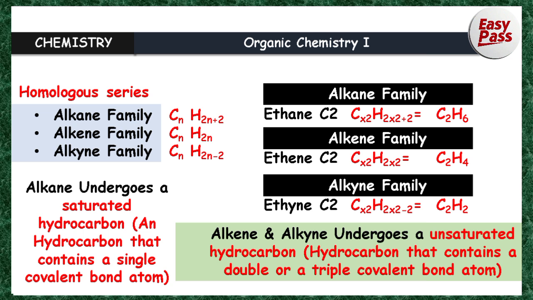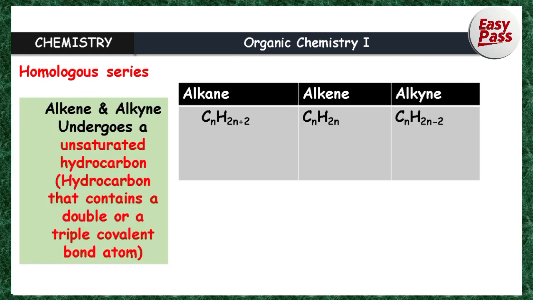For example, the structure of ethane molecule is this. So we have on the board alkane, alkene and alkyne. The difference is that alkane has a general formula of CnH2n+2. Alkene has a general formula of CnH2n. Alkyne has a general formula of CnH2n-2.